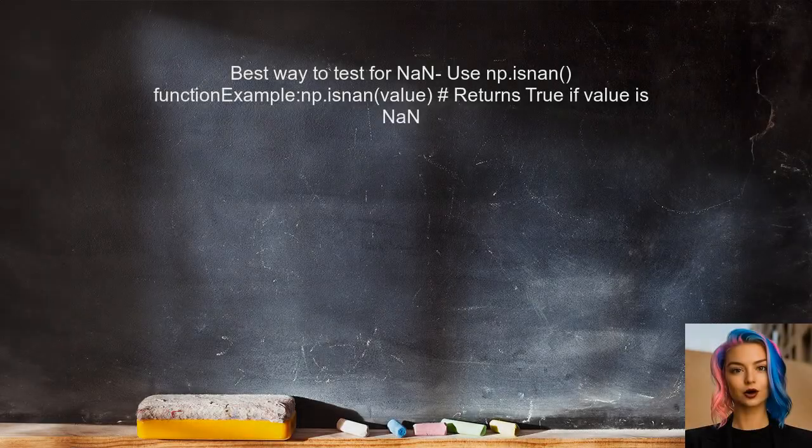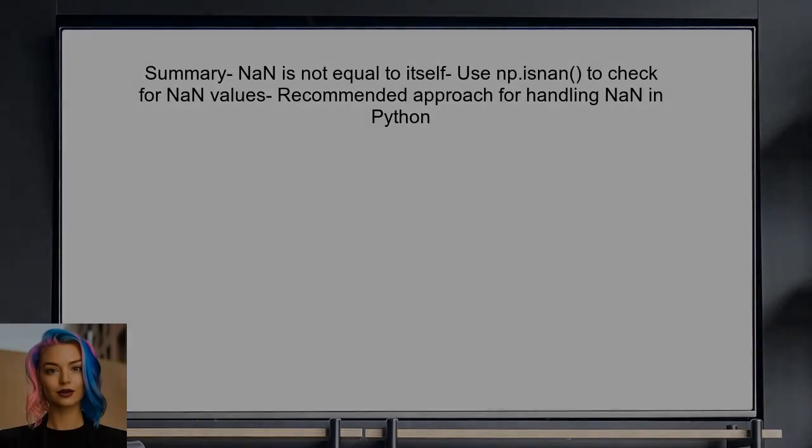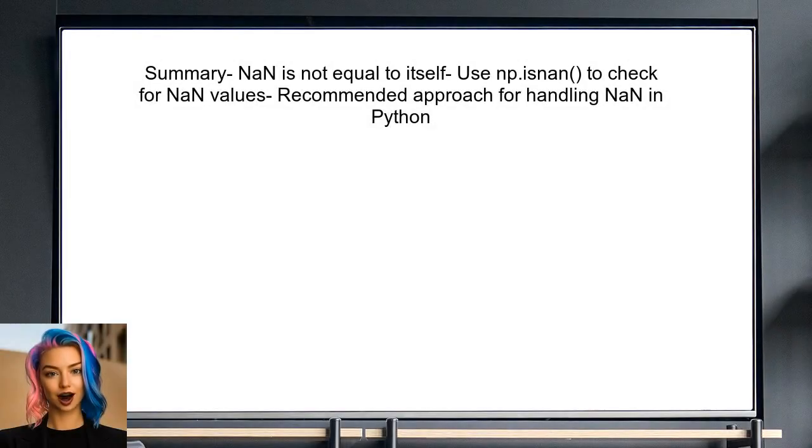To properly test for NaN values, the user should use the numpy function np.isnan. This function checks if a value is NaN and returns a Boolean result. In summary, the user should remember that NaN is unique in that it is not equal to itself. Using np.isnan is the recommended approach for checking NaN values in Python.